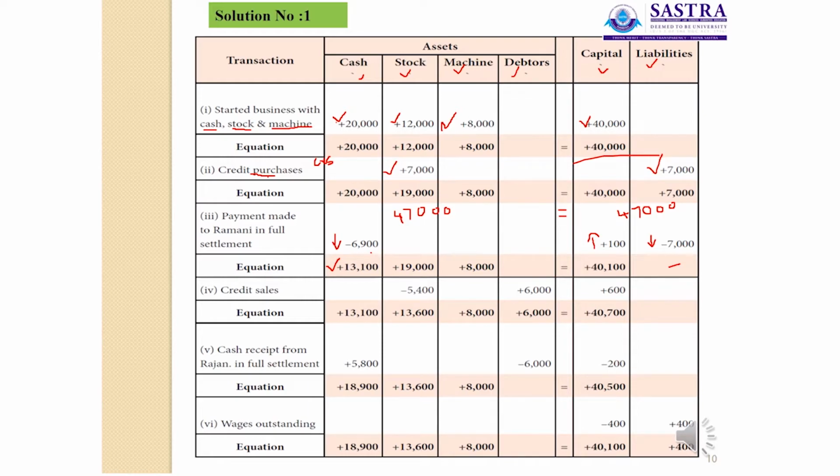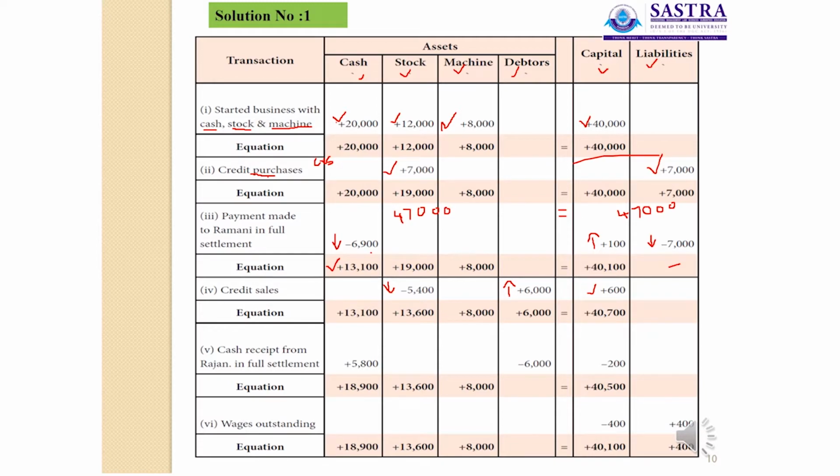The next one is credit sales. In credit sales, automatically the goods go out of the business. So stock value decreased by rupees 5,400. Here debtors value increased, so debtors value 6,000 increased. The difference between these two, rupees 600, is considered as profit. That profit will increase the amount of capital. So profit on sale of goods, 600, should be added to capital, capital plus 600.